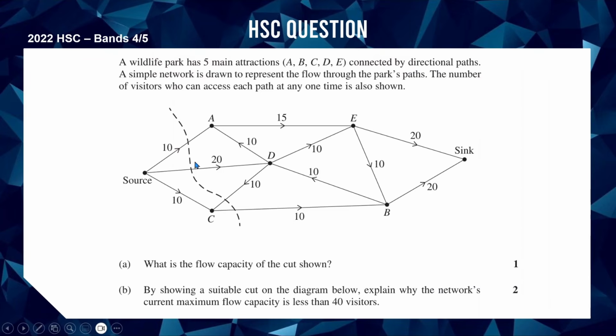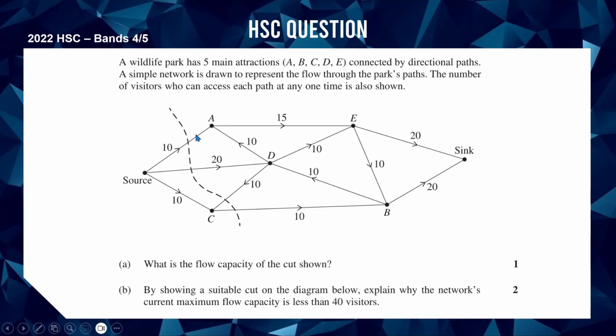Okay, we have a cut on the diagram, and the first part for 1 mark is to find the flow capacity of that cut, and then part B is to find a suitable cut and explain why the maximum flow is less than 40. Once again, if this is making sense to you, please pause and have a think about this one yourself, because that's all the fun in these videos rather than me just yapping for 20 to 30 minutes. Okay, for the first one, let's check our directions.